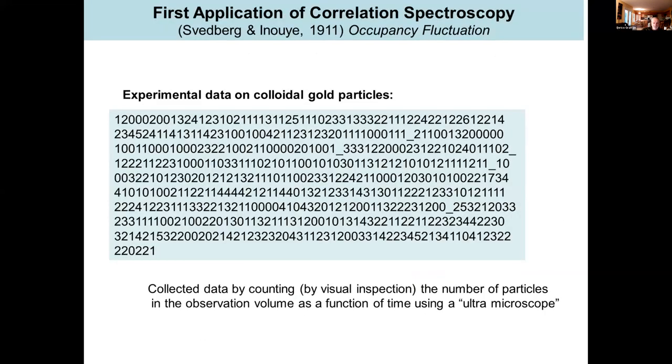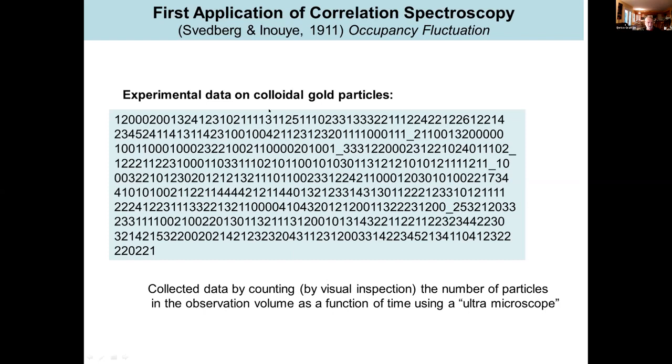So this is a table which is in a paper by Svedberg and Inouye in 1911, and they wanted to show that, measuring gold particles, because they were easy to observe because of the scattering, the number of gold particles in an open volume will change according to a Poisson statistic. And that was the time when people still didn't believe in the basic things in chemistry, that we have molecules, and they were still trying to understand what they were.